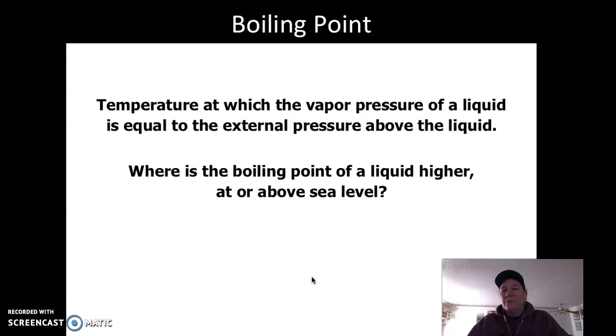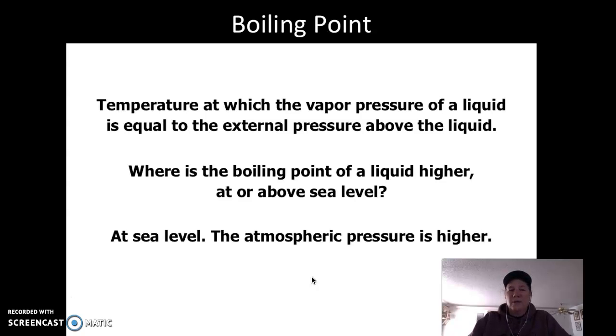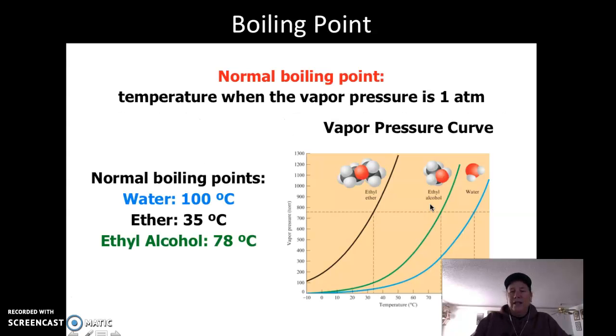Okay. So where is the boiling point of liquid higher? At above or below sea level? Well, it'd be higher at lower than sea level because then you have more pressure on it. Okay. So at sea level, the atmospheric pressure is higher. So sea level is when it boils at 100. Okay. All right. Here we talk about different substances. The temperature when the vapor pressure is at 1 atmosphere would be at sea level. We know water boils at 100.